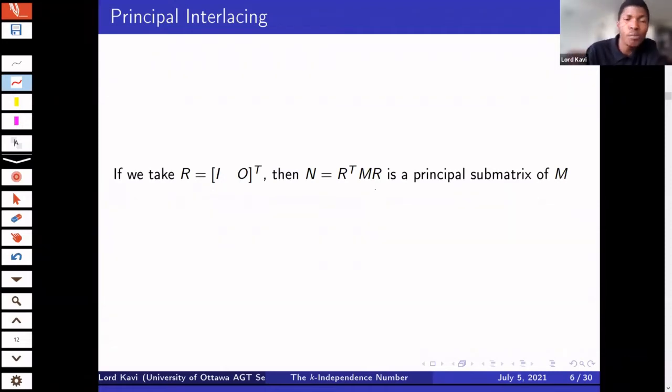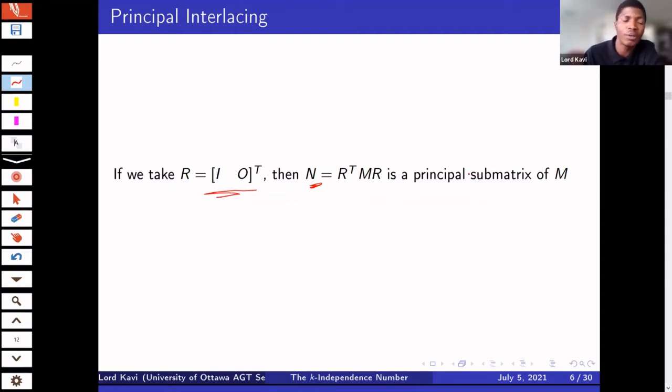Now, two immediate consequences of this interlacing theorem. The first one is the principal interlacing theorem. If we take R to be this matrix, then our N matrix that we are forming is a principal submatrix of M. So basically what this tells us is that the eigenvalues of the principal submatrix interlace the eigenvalues of the main matrix.